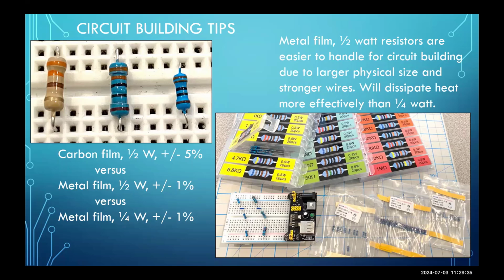Try to avoid these unless it's absolutely necessary. Try to stay with the metal film resistors because their tolerance, or their margin of error, at 1% gives you more consistent results that match your calculations.